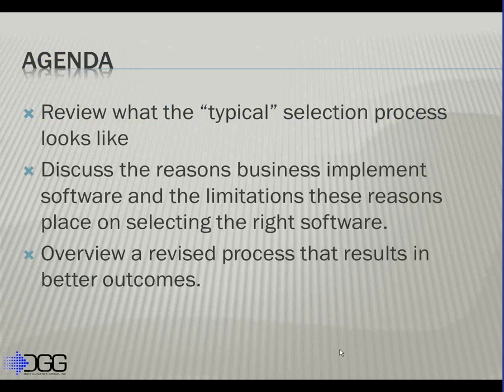What we'll be doing today is taking a look at what the typical selection process looks like for a company first, and we'll talk about, as we go through that selection process, why some of those things don't work very well for certain companies. Second, we're going to discuss the reasons that businesses actually do implement software, why they typically decide to change, and what kinds of potential fail points that sets up for later selection. And then finally, we'll take a look at a revised process that will result in better outcomes. Sometimes we modify the revised process, so consider it just an overview or an outline of things you can do, but I think you'll see pretty quickly the benefits over the typical process.